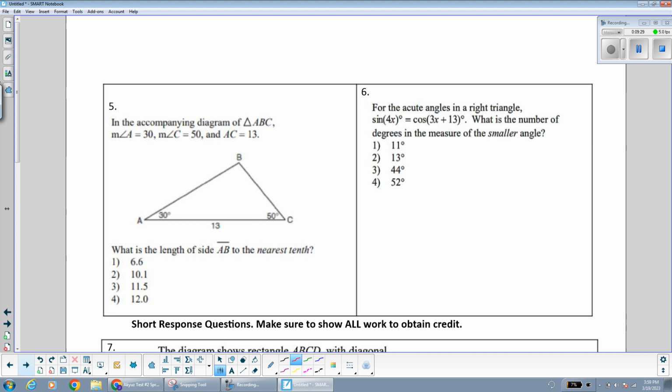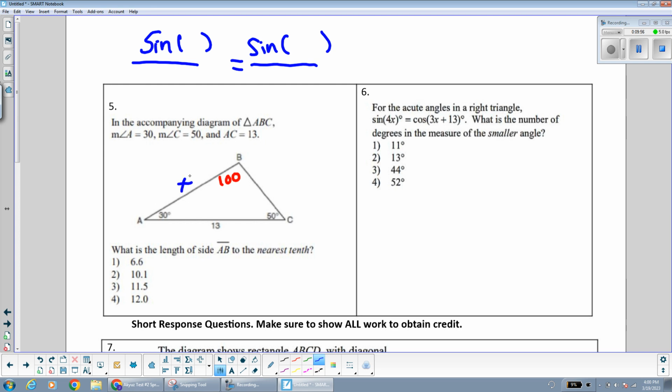Okay, here we don't have a right triangle. 50, 80, that's 100 degrees, it's not 90. So we can't use a trig ratio. What we're going to have to use here is law of sines. So let me set up my law of sines. So sine of an angle over the side across from it equals sine of a different angle over the side across from it. I'm looking for AB.